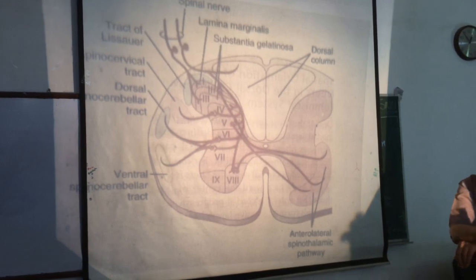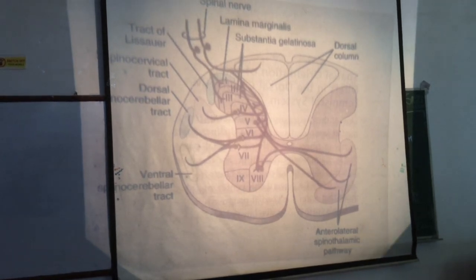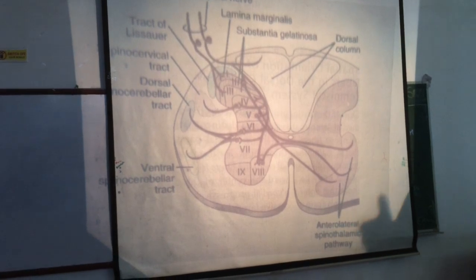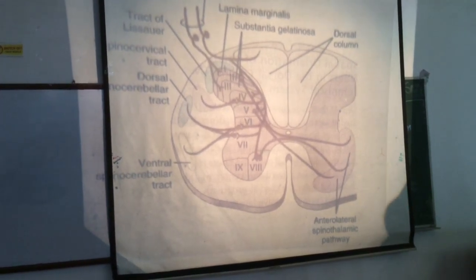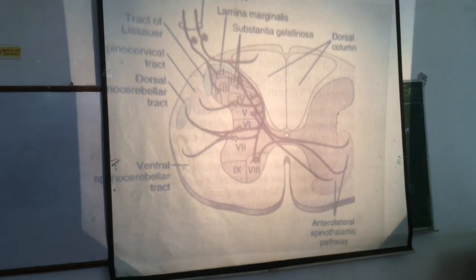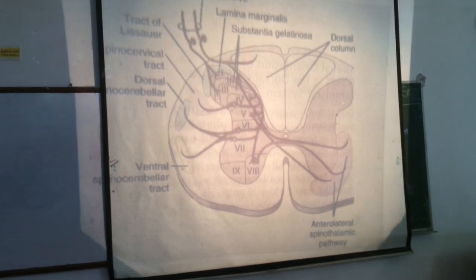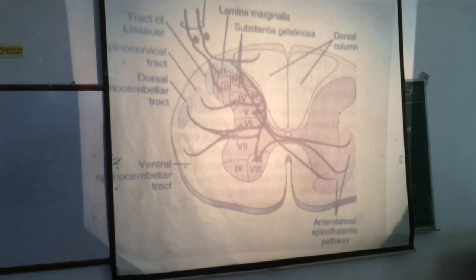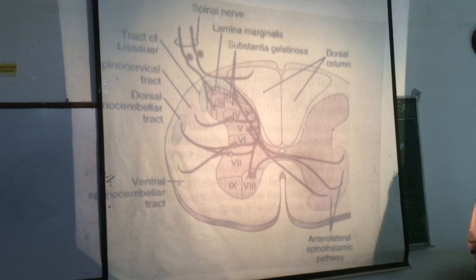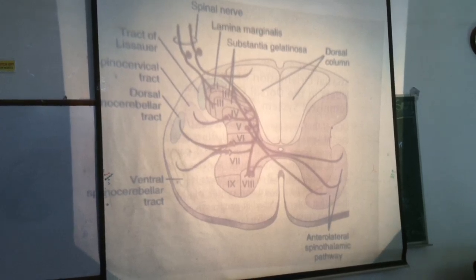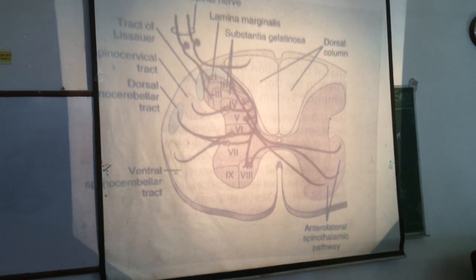The second group of neurons is nucleus proprius. This group of neurons is present just anterior to the substantia gelatinosa. These neurons receive nerve fibers carrying impulses of 2-point tactile discrimination, vibration, and proprioception.